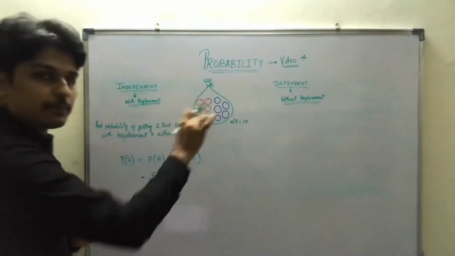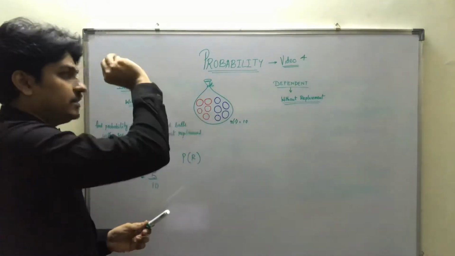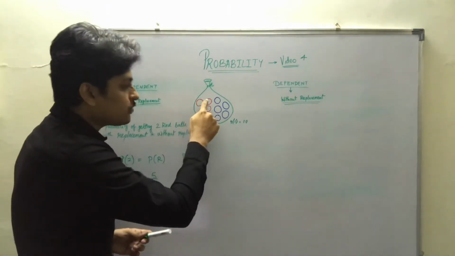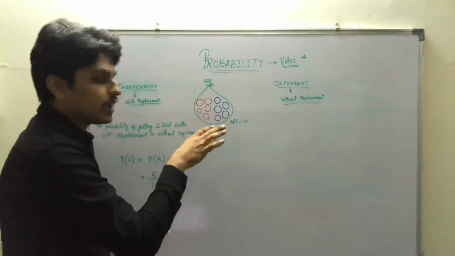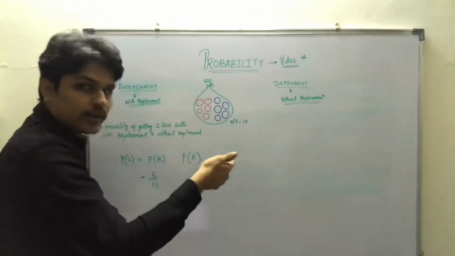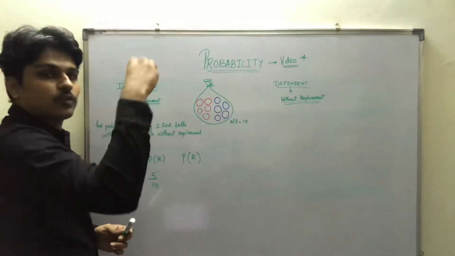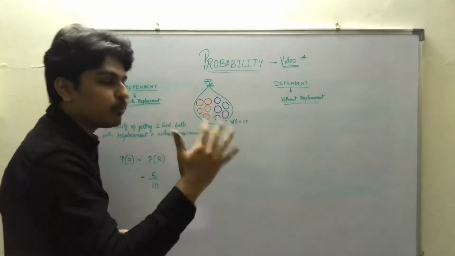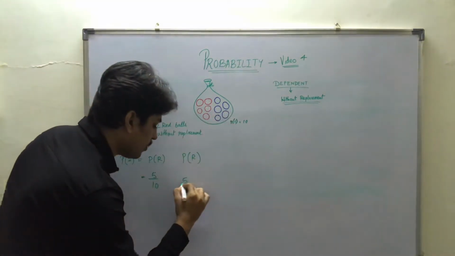Now because it was a replacement event, I will take that ball again and put it into the sack. Now how many red balls do I have? 1, 2, 3, 4, 5 again. And again I want a red ball, so I will take the ball out. What is the probability of getting a red ball in the second instance? Again it is going to be 5 upon 10. So I will be writing 5 upon 10.